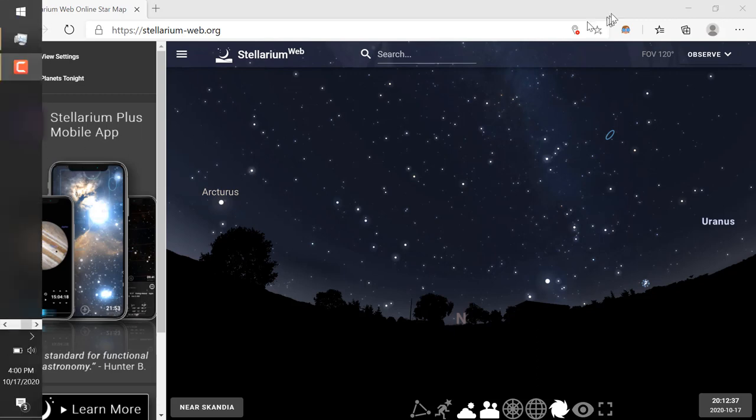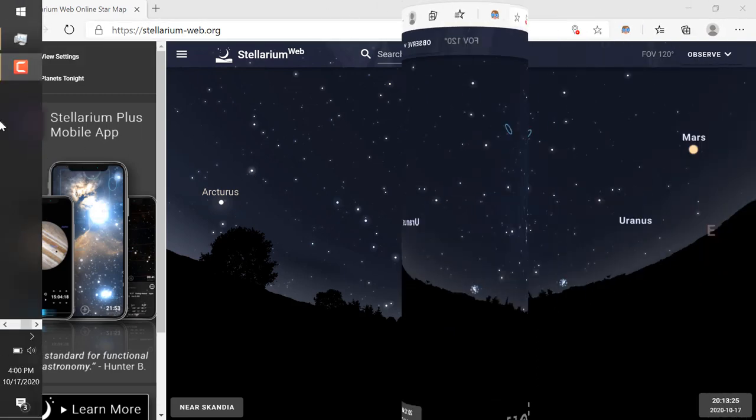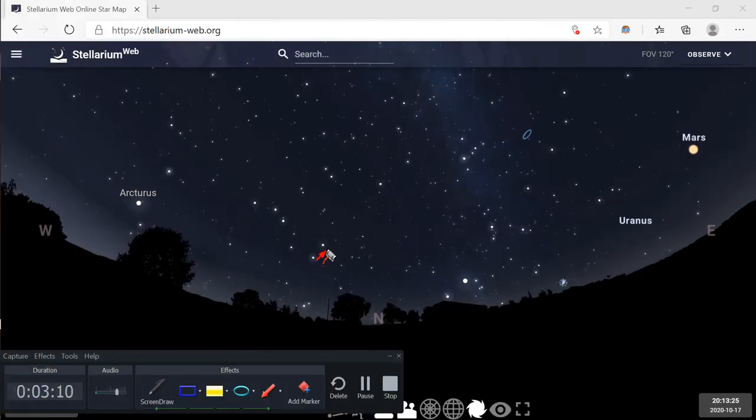So let me draw that out for you here. These two dots are taking us straight up. Okay, so there's our two stars taking us straight up to the North Star.